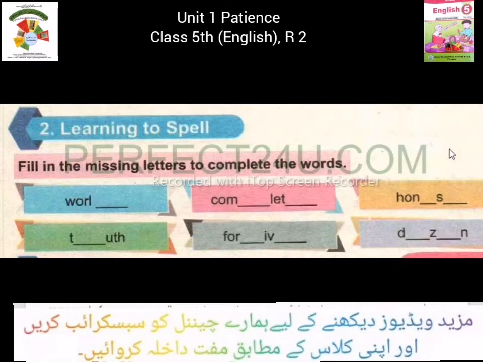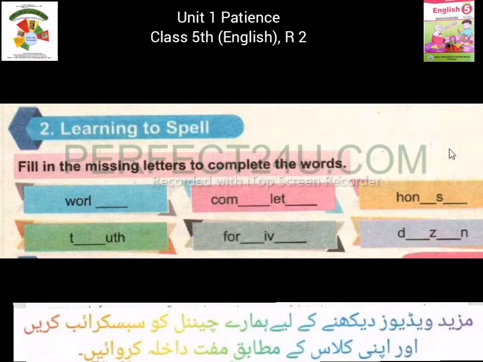Next is COM-LET-. So this word is complete. So put P in first blank and then E in second blank. So it will form the word complete. Next is honest. So in first blank put E letter and in next blank put T letter. So it will become honest.